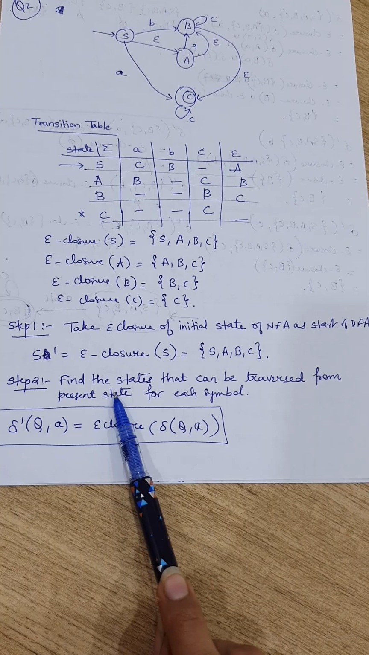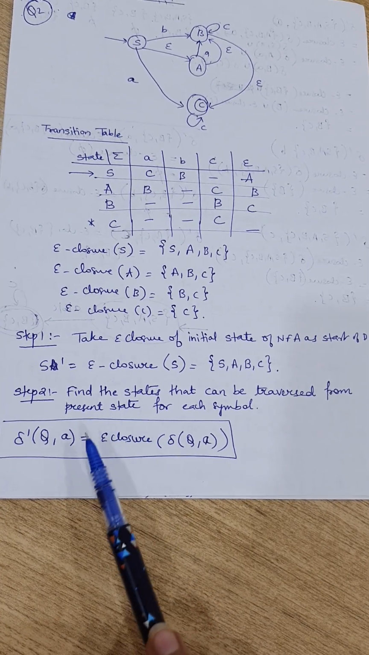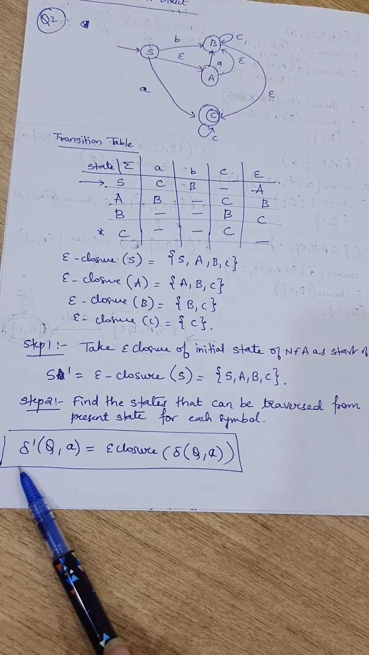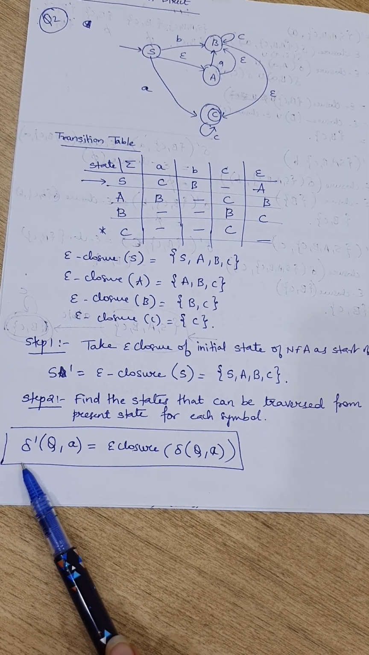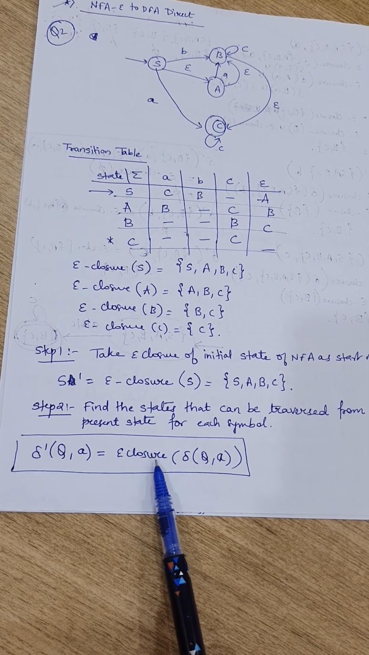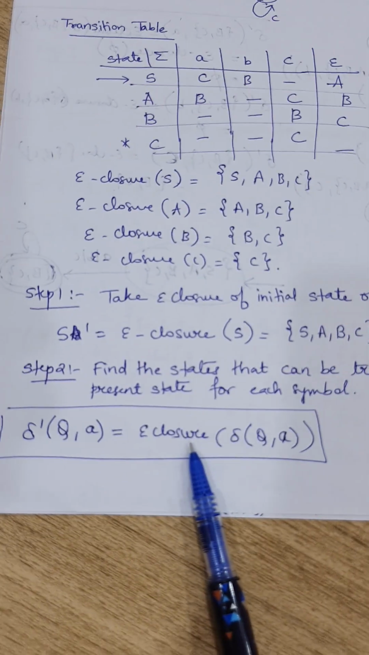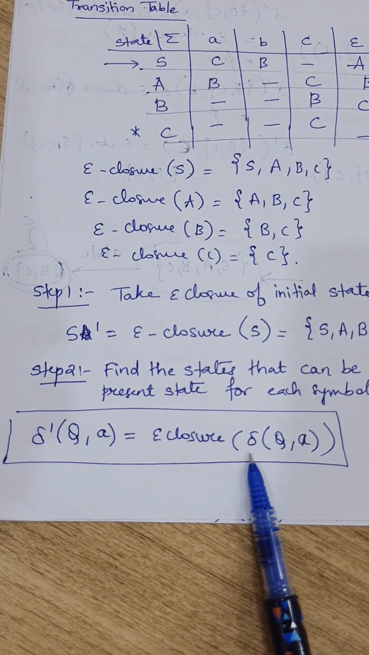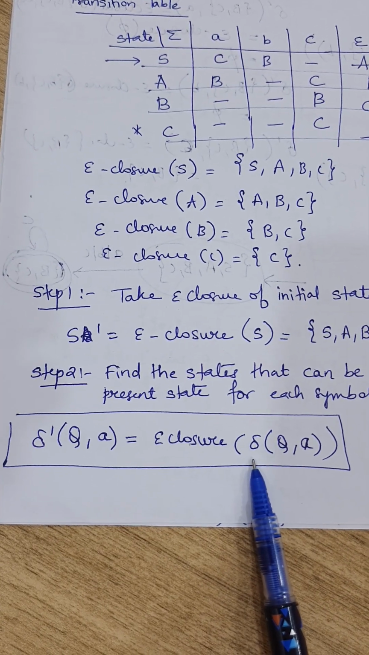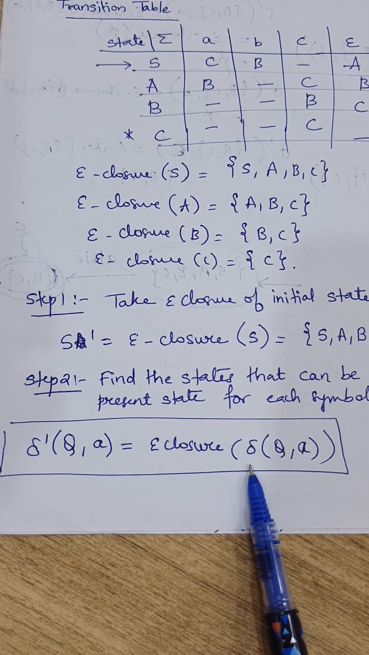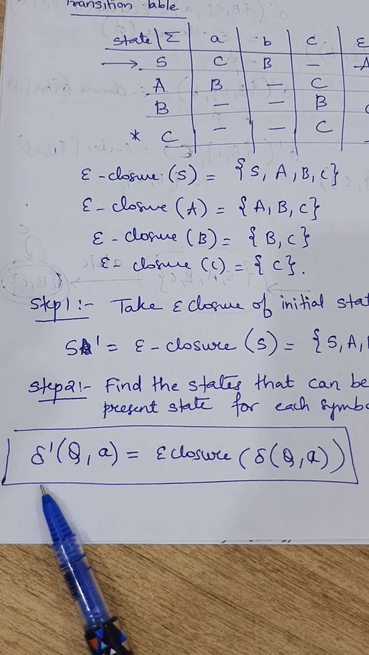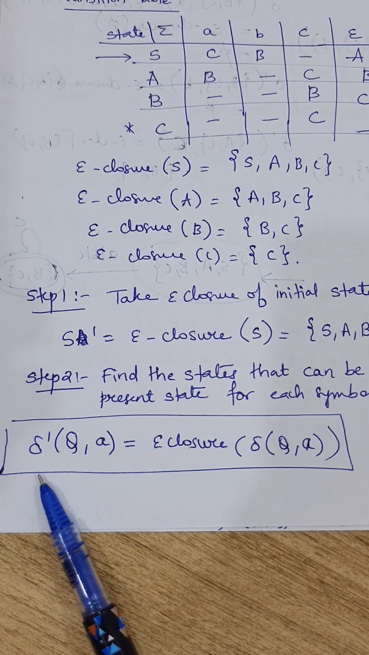Next we'll have to find the states and then perform the transition. So this is delta dash because this is the transition of DFA. So for any Q comma A, it is written as epsilon closure of transition of Q, A. Okay, so this is transition, which means you have to look at the given NFA table. Delta dash is what we are finding.